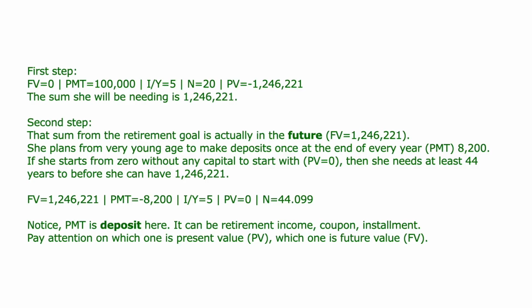On the second calculation, that present value $1,246,221 is actually the future value from today's point of view, because she is not retired yet. She is planning her future. The present value here is zero to start with. In the time value of money function in the financial calculator, PMT can be an installment, annuity, income, deposit, etc.